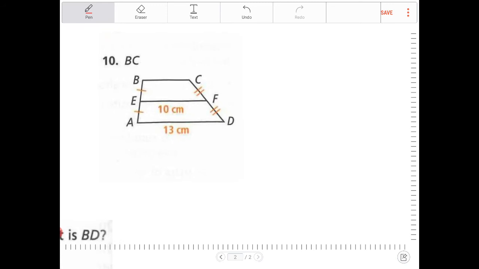This is a trapezoid. So I'm asked to find out what BC is. So I can say x plus 13 divided by 2 is equal to 10 because I'm given the midsegment there. So x plus 13 is equal to 20. Subtract 13 from both sides, I end up with x is equal to 7. So BC is equal to 7.